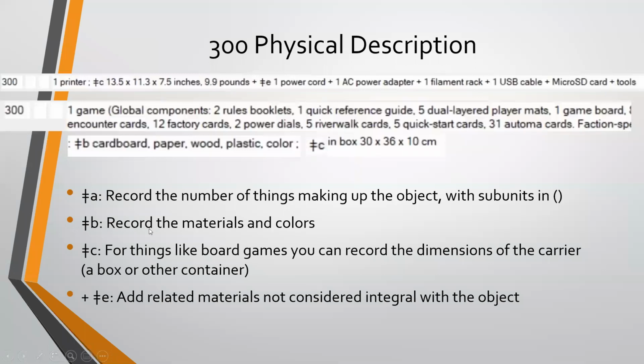And then in your subfield B, record materials and colors. So for the board game, I have cardboard, paper, wood, plastic, and it's color. The 3D printer is a piece of equipment, so it doesn't really have that. So my brick bookends, I would say 2 bookends in a 300, my subfield A, I would say 2 bookends, and then in my subfield B, I would say brick. And in subfield C, I would have the measurements of those. Or in this case, for the board game, I have in box and then a measurement of the box. For things like board games, you can record the dimensions of the carrier or any other kind of container.